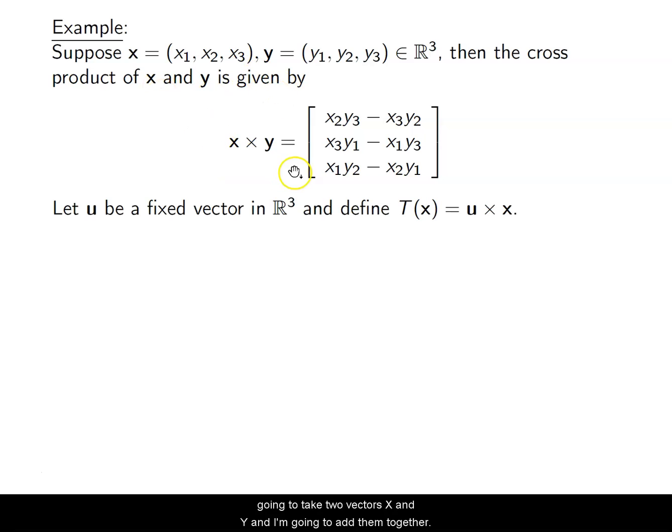Okay, so I'm going to take two vectors, x and y, and I'm going to add them together and then throw them inside of my transformation, which is the cross product with u, and show that it would be the same if I did a cross product with u with just x or with just y and then added them together, right? So closure under addition.